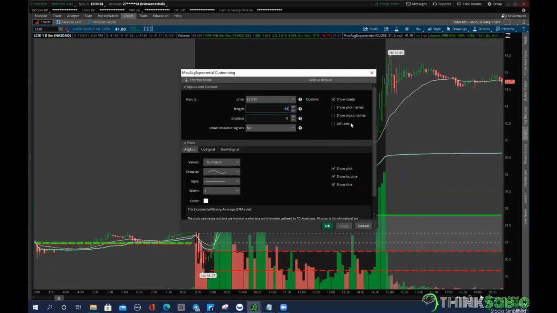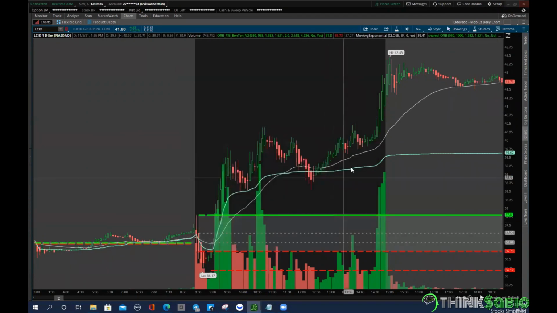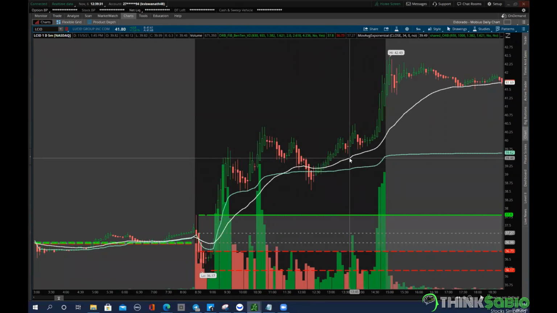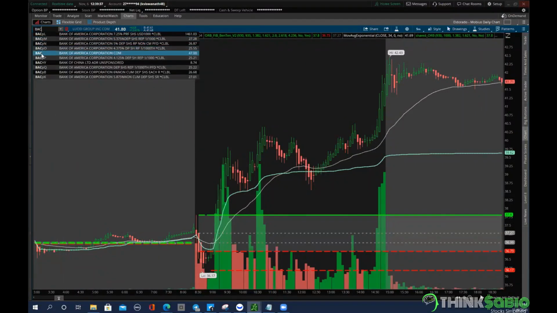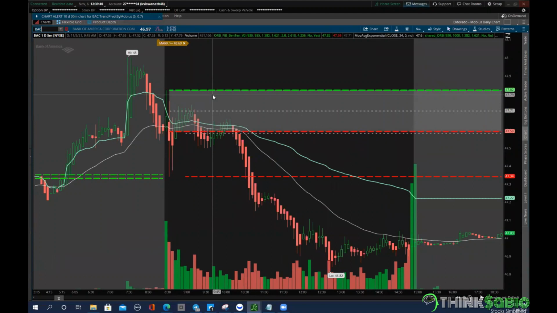I'll probably go to 34 or, I don't remember what I use, maybe 50, right? So I don't use a small, simple moving or exponential moving average for a volatile stock like Lucid. But if I'm trading Bank of America, I will probably trade it with 21 easily or 34. Okay. So what's not volatile?